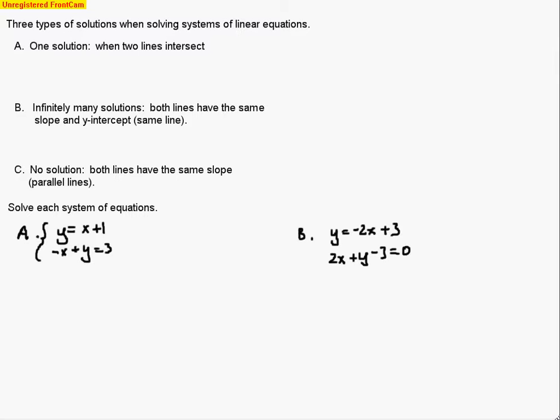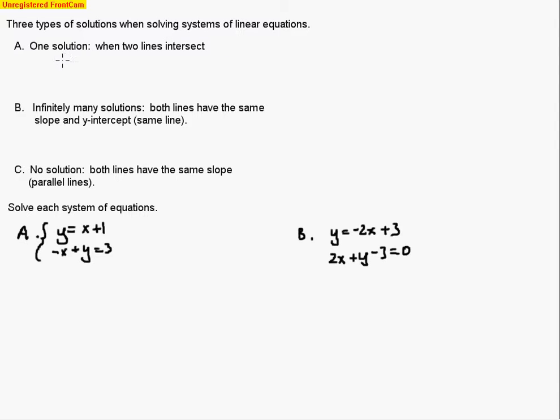Today we're going to be solving systems of equations. However, we're not going to have the typical answer. The typical answer we've had in the past is this one, where we had just one solution. Today we will have two other types of situations, either infinitely many solutions or no solution. So there are three different types of solutions when solving a system of linear equations.